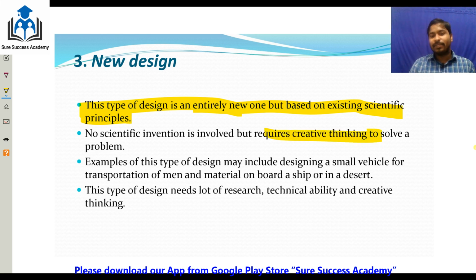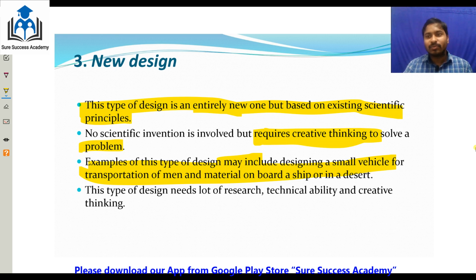How will you apply the principle of science? The law is already available, and you have to use this law and get the new designs, using creative thinking to solve the problems. Example: this type of design includes designing a small vehicle for transportation of men or material on board a ship or in deserts. You know the working principle of the vehicle, but your aim is to transport men and material aboard a ship, and in the desert area. So you have to do the new design.